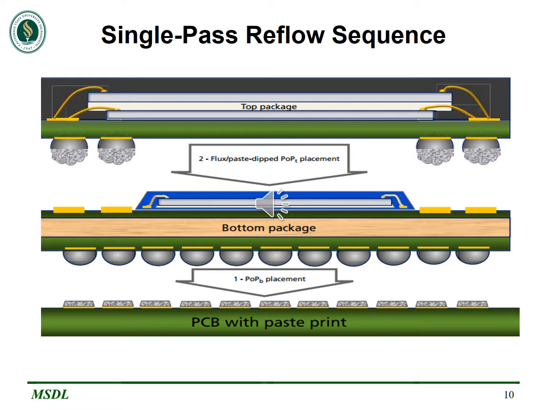This picture clearly explains the sequence of operations involved in the single pass reflow method. First, the bottom package is placed on the PCB board, and then the flux medium will be applied to the top package and it will be connected to the bottom package.